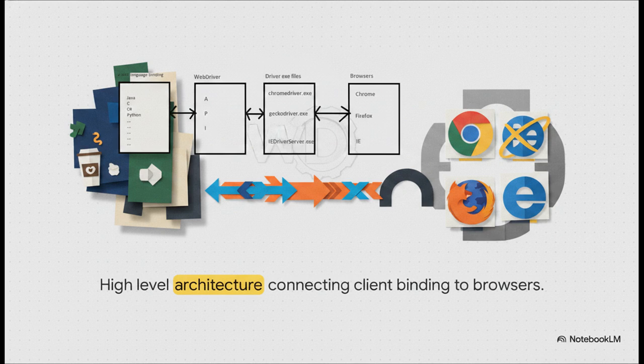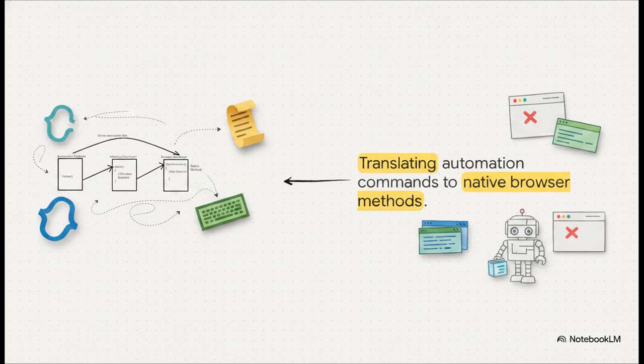Those executables act as the bridge. They're the ones actually passing your commands directly into the target browser. Let's look at a more specific example to really nail this down. I like to call this the translator analogy. How does Selenium actually perform an action? Well, it calls the native methods of the browsers themselves.